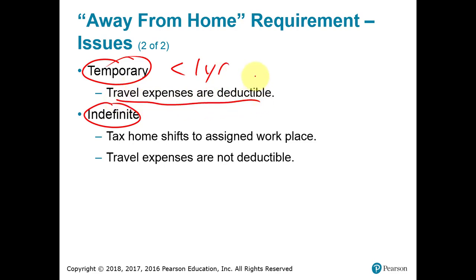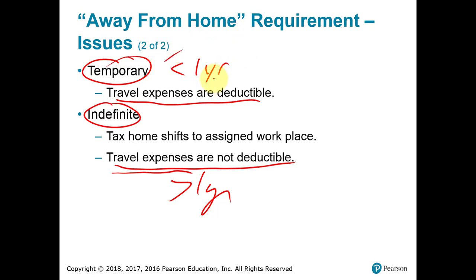If you're going to be working away from your home for more than a year, then the cost you incur right away at the new location is not a travel expense, not deductible as a travel cost. In fact, if it's a permanent move, maybe you get to deduct a moving expense and not a travel expense. Okay, so there's some subjectivity here in terms of temporary.